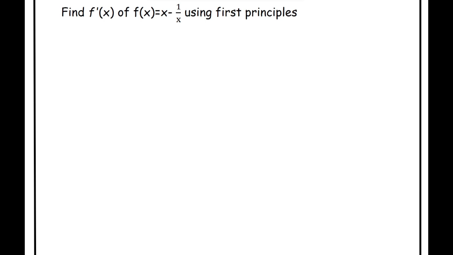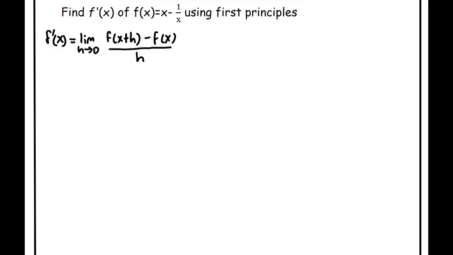Let's try to solve this question. Find f prime of x of f of x equals x minus 1 over x using first principles. First principles, otherwise known as the definition of the derivative, is f prime of x is equal to limit as h approaches 0 of f of x plus h minus f of x over h.